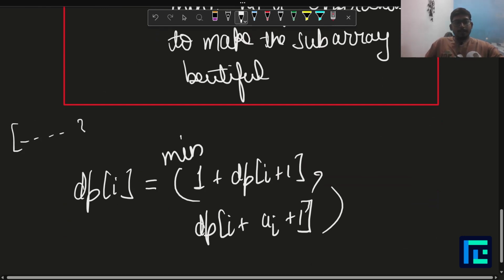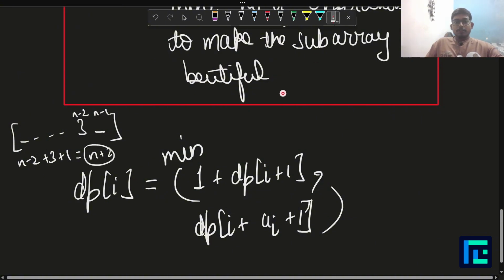Now it may happen that for some array, there is a 3, and then 1 element, and it's the end of the array. So this is the n-1th index, this is the n-2th index. When you are at this index and you write i + ai + 1, i is n-2, ai is 3, so this gives n - 2 + 3 + 1. This gives you n + 2.